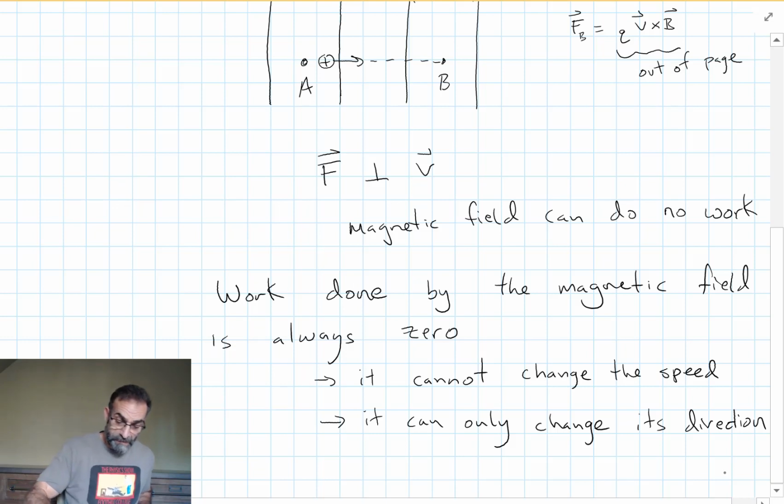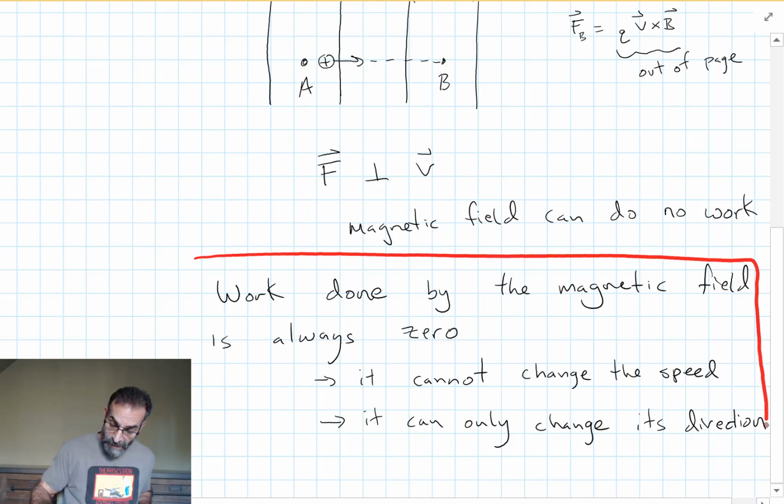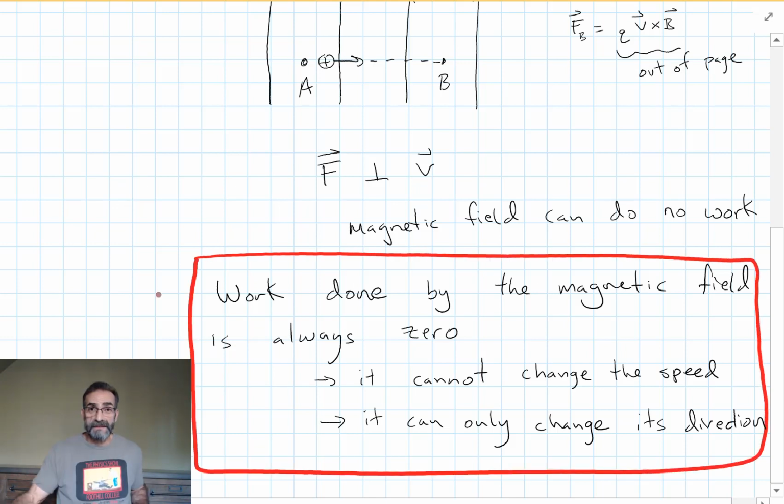The work done by the magnetic field is always zero. The magnetic field cannot change the speed of our charged particle. It can only change its direction.